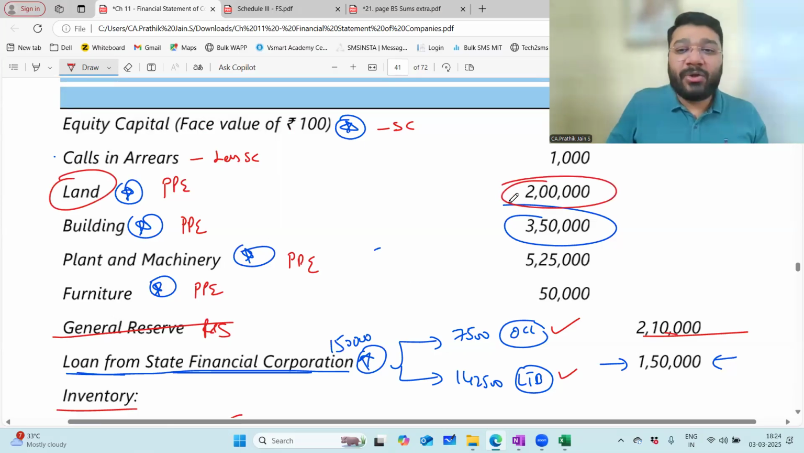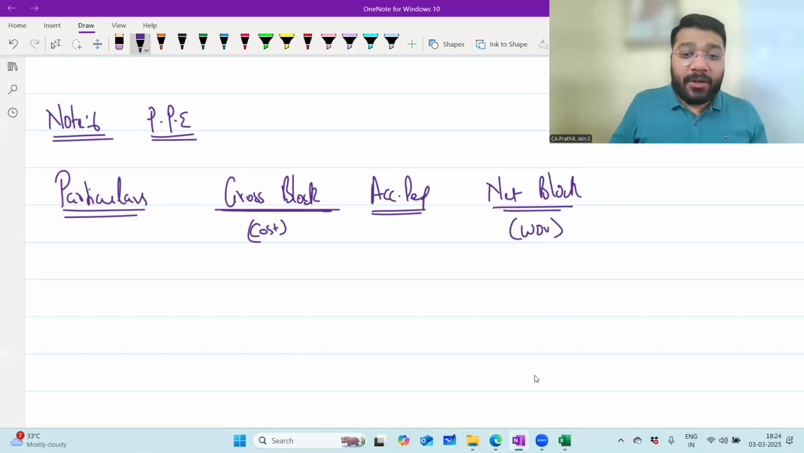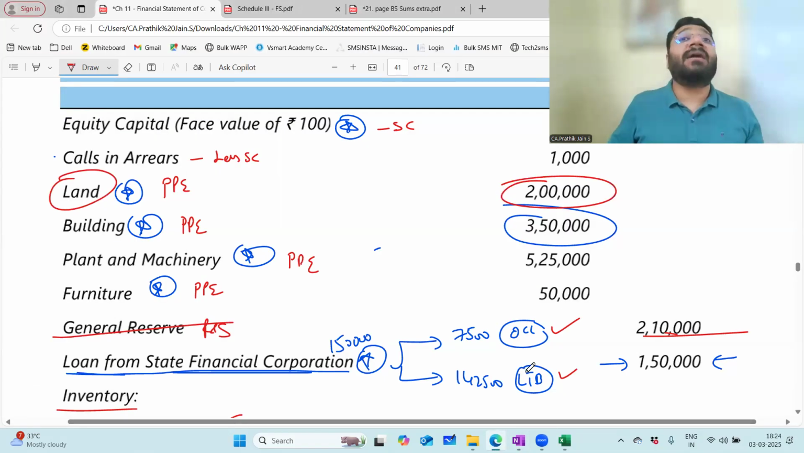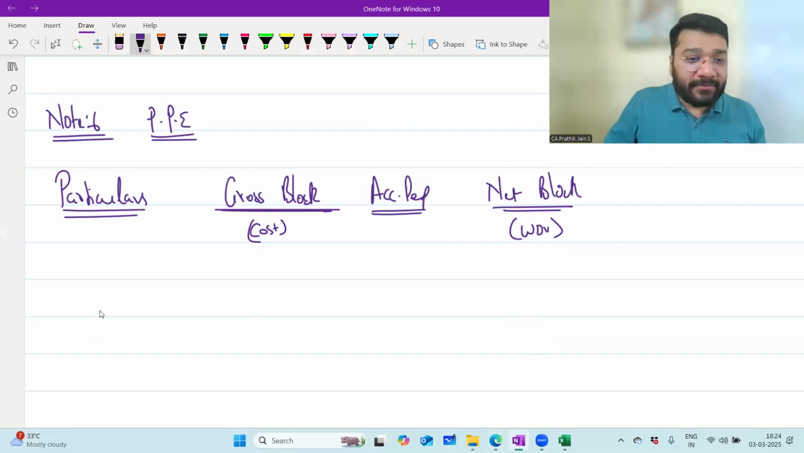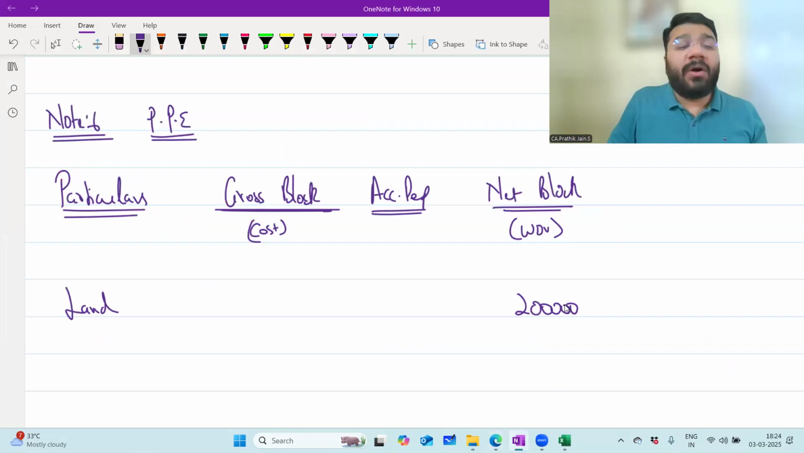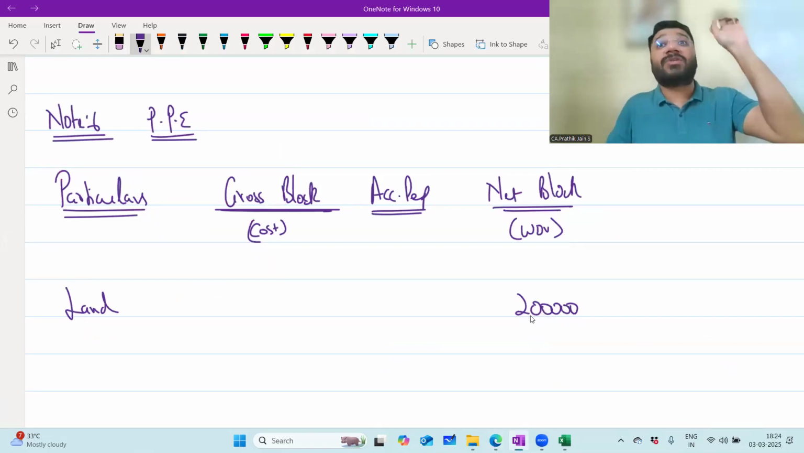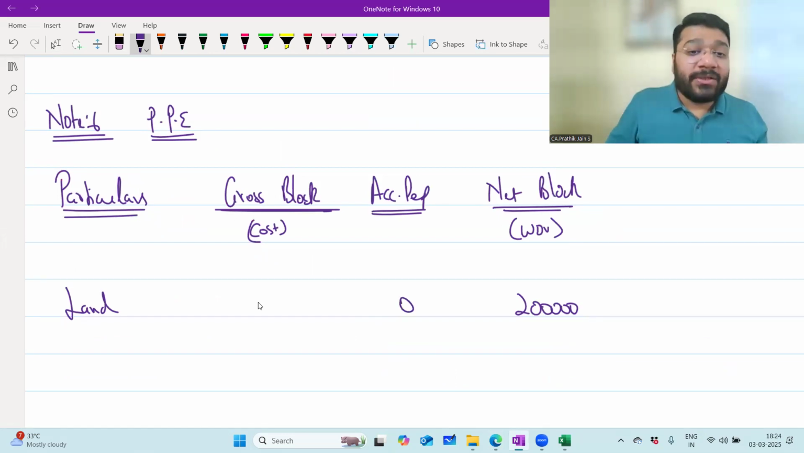Land, 2 lakh rupees. Now the information which is given in the trial balance is the net block. 2 lakh in the net block. Land is a non-depreciable asset. Depreciation is not possible except in those scenarios which we discussed in CA Foundation. So gross block is always 2 lakh.